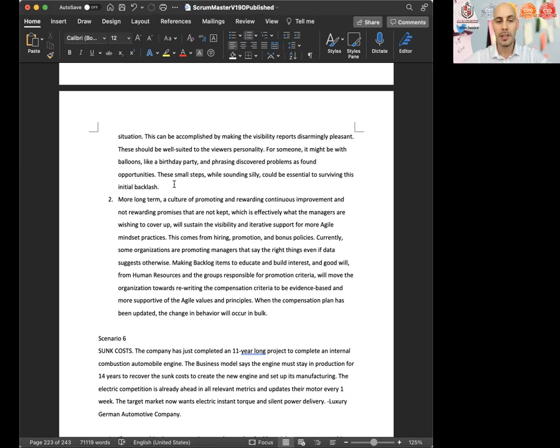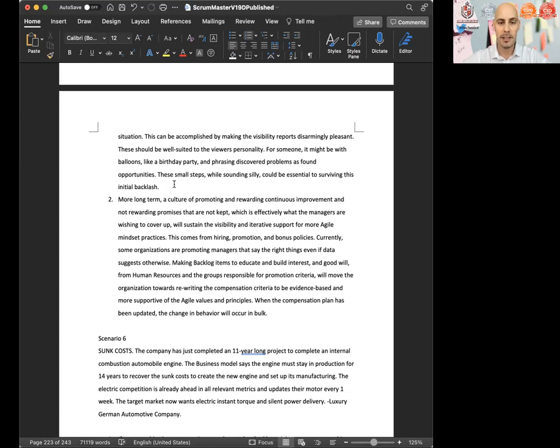2, more long-term, a culture of promoting and rewarding continuous improvement and not rewarding promises that are not kept, which is effectively what the managers are wishing to cover up, will sustain the visibility and iterative support for more Agile mindset practices. This comes from hiring, promotion, and bonus policies.